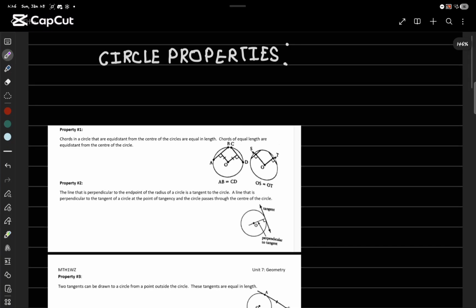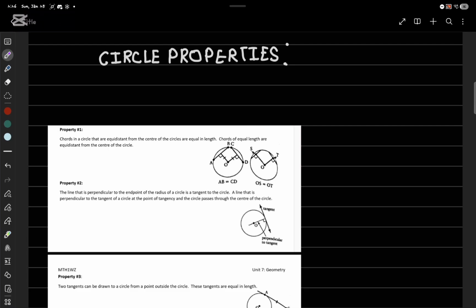Okay, so our last lesson in Unit 7 Geometry in Grade 9 Math is about circle properties. Circle properties are essentially a set of properties, or rules, that you have to follow when you're solving a math question in a circle.